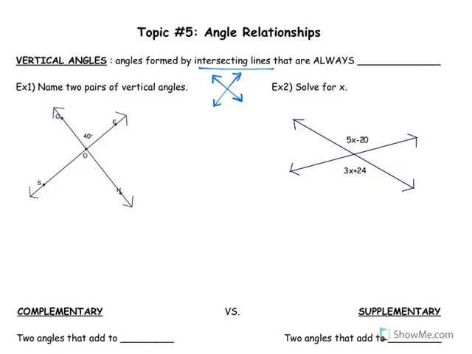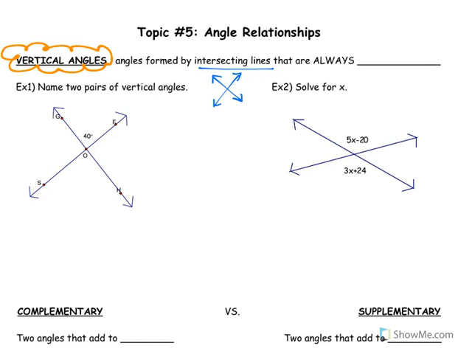Number 5, we're going to learn about 4 different angle relationships. The first one is going to be vertical angles, which is right here. So vertical angles are going to be angles formed by intersecting lines. And as you can see here, this is a picture of intersecting lines. I always say that it makes the X, okay? So whenever you're seeing that X shape, you should think vertical angles.